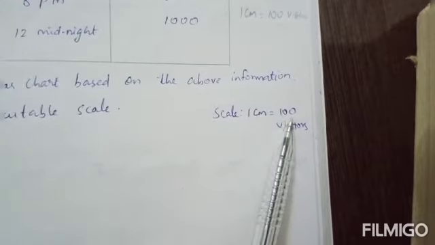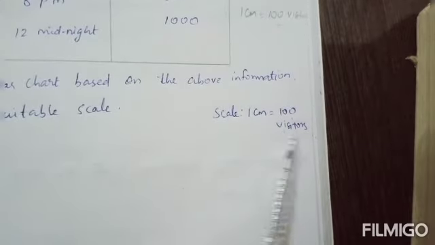Okay. So for marking these numbers only we are selecting the scale 1 centimeter. If the scale is 1 centimeter equal to 100 visitors, you have to mark the numbers like this.